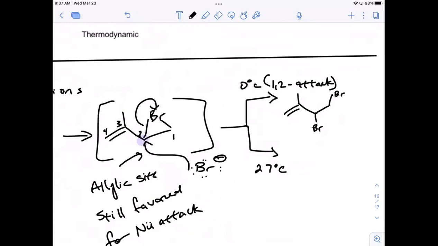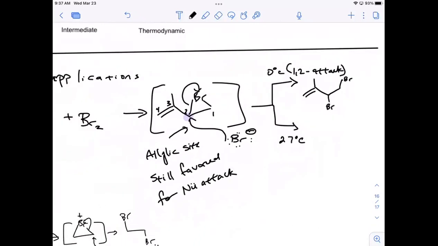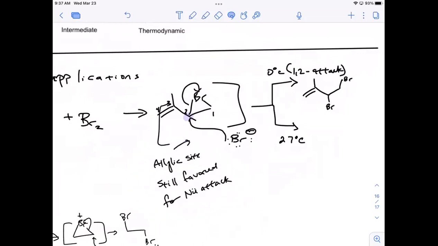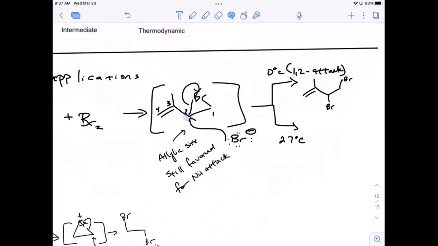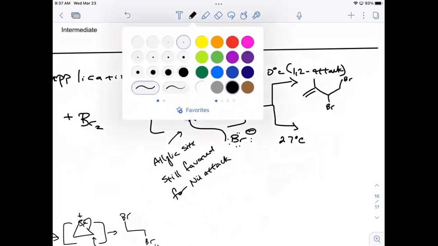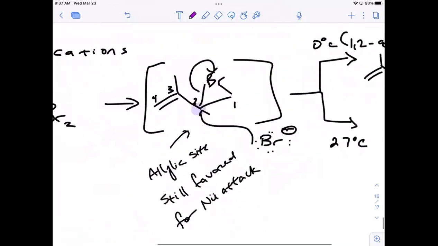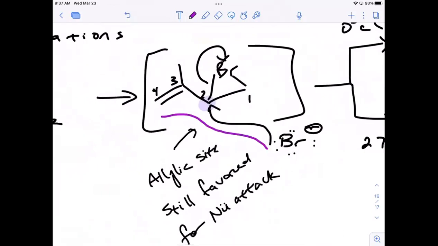Questions about that? So if that's the 1,2 attack, we can also think about 1,4 attack, where the bromine attacks at the other end. So let's do that, and let me show you. Right. So then bromine can also attack here at the 4 position and shift that over.